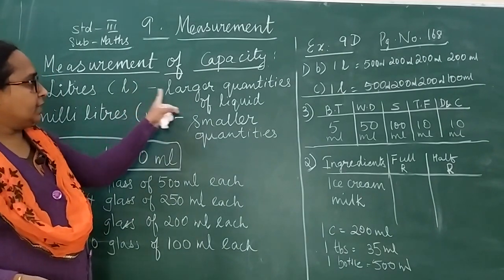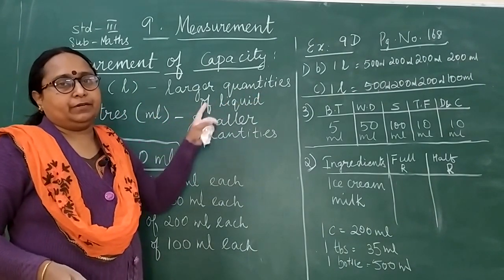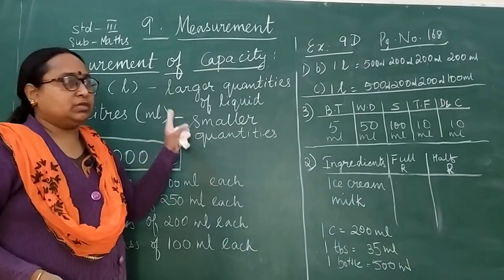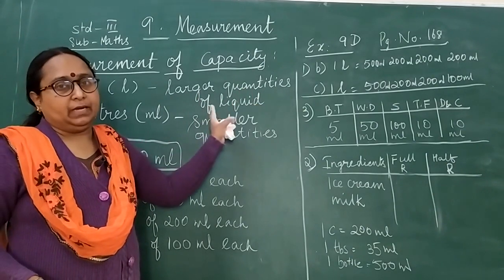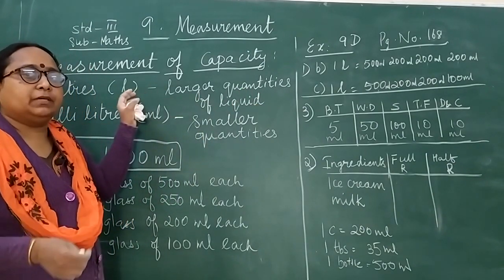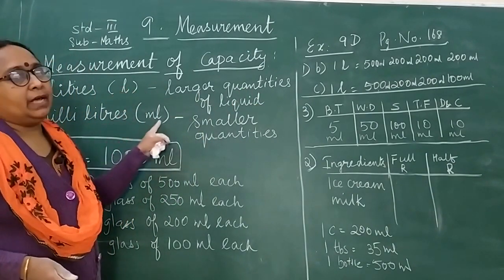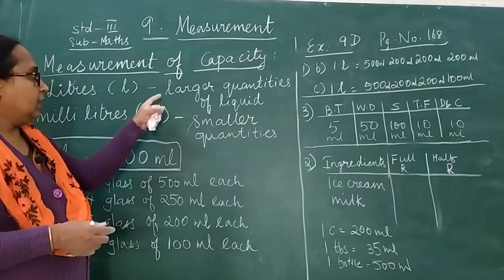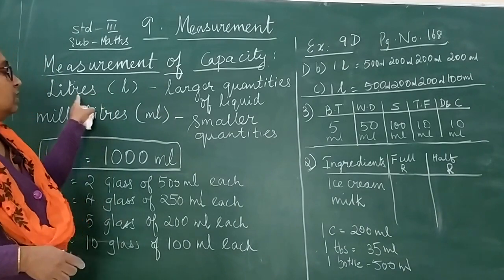When you are measuring a larger quantity, for example milk, you don't say I got 1 ml of milk, you say I bought 1 liter of milk from the milkman. You don't say 1 ml. So when you are measuring a larger quantity, you use liter.